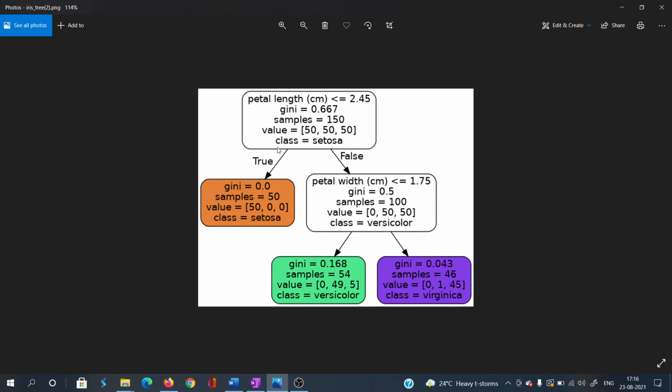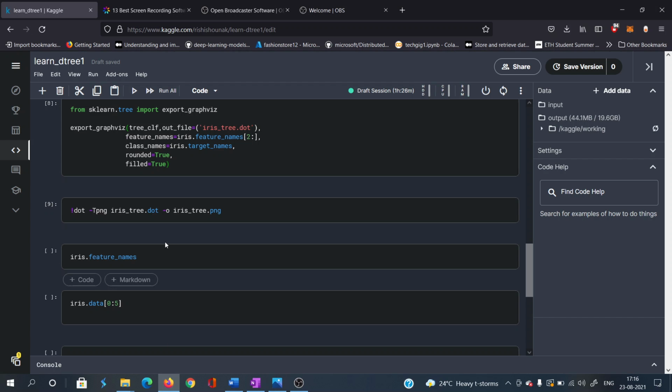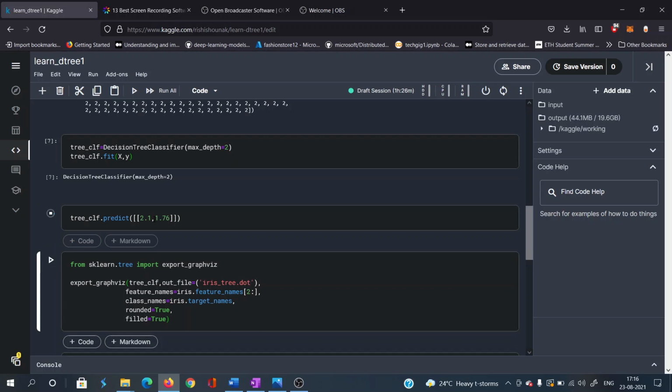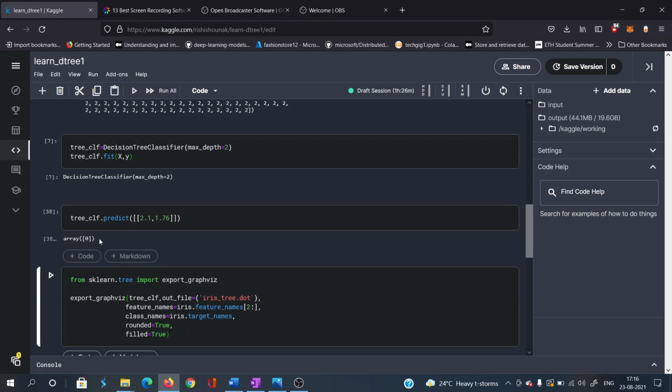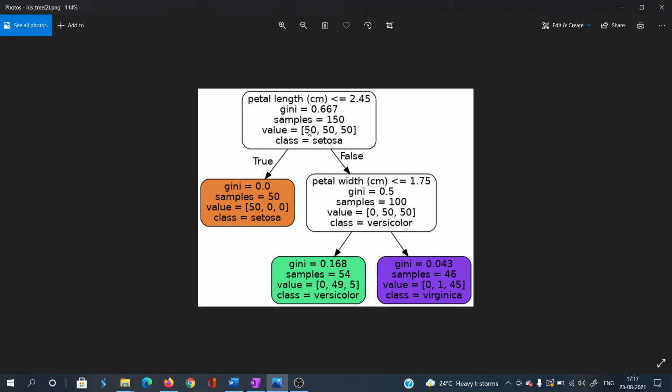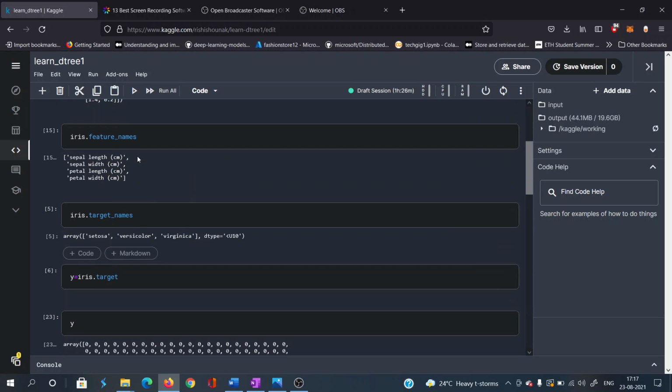Now if we have some new instance, for example, let's see, maybe we have an instance which has a petal length of 2.1. It is predicted as 0, so 0 means setosa. As we can see here that it is less than 2.45, so it has gone down this path and this class is setosa.